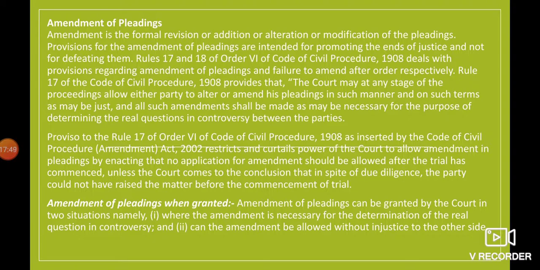Proviso to Rule 17 of Order 6 of the Code of Civil Procedure 1908, as inserted by the Code of Civil Procedure Amendment Act 2002, restricts and curtails the power of the court to allow amendment in pleading by enacting that no application for amendment should be allowed after the trial has commenced, unless the court comes to the conclusion that in spite of due diligence the party could not have raised the matter before the commencement of trial, right?